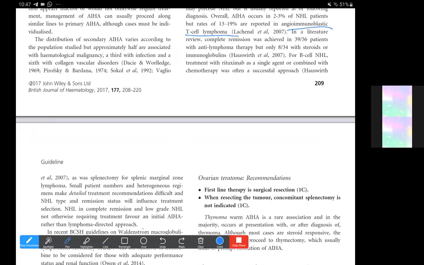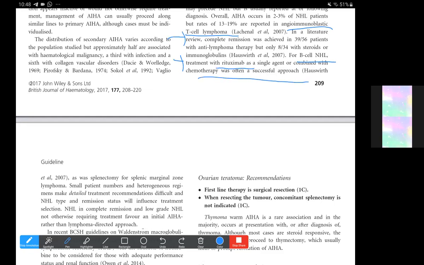So in the NHLs, this particular subtype is associated with immune dysregulation, and here also autoimmune hemolytic anemia may be there, and complete remission was achieved in 39 of 56 patients with anti-lymphoma therapy, and with only 3 of 34 with the steroids or immunoglobulin. And this was the T-cell lymphomas. Mostly for the B-cell NHLs, treatment with rituximab as a single agent or combined with chemotherapy was often a successful approach.